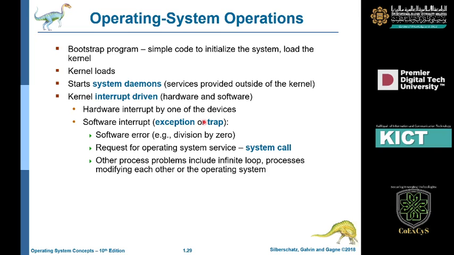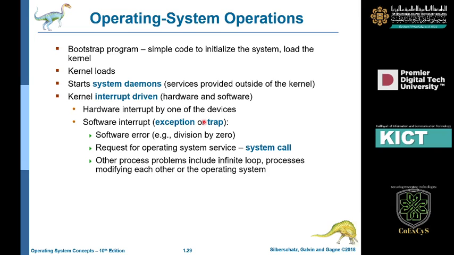Now, the operating system starts with a bootstrap program. This would be something like your BIOS, simple code to initialize the system and load the kernel. After the kernel is loaded, it starts system daemons, which are services provided outside of the kernel. This could be your scheduler, your windowing system, your networking, and so on.